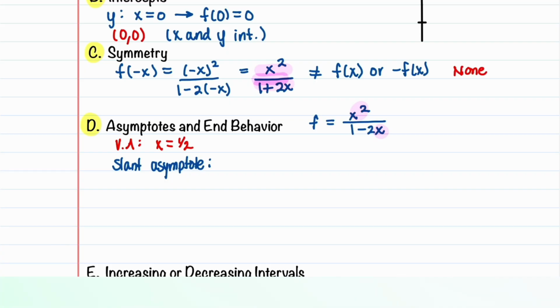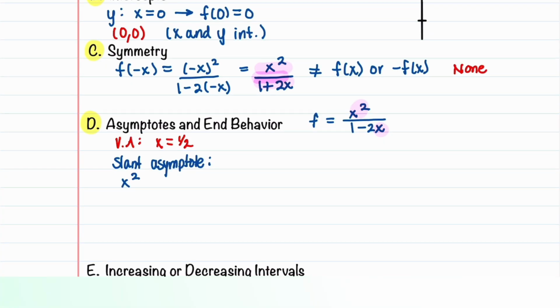To find what our slant asymptote is, we have to do long division. I have a video on this if you need to review that. Hang with me, it won't be that bad. We are going to have x squared and we're going to divide it by 1 minus 2x. So up here under this bracket, we're going to put x squared, and then I'm going to change the order and say minus 2x plus 1 as the part that we're dividing. It just makes it easier.